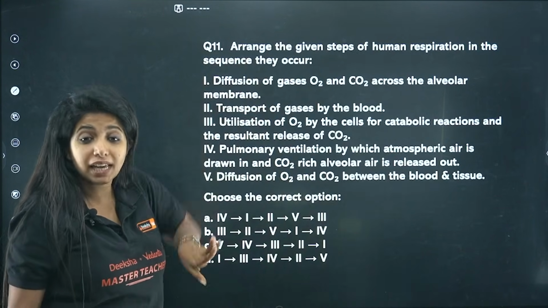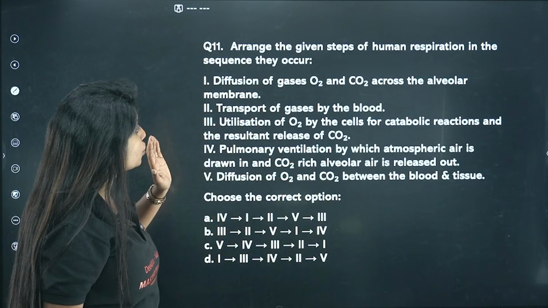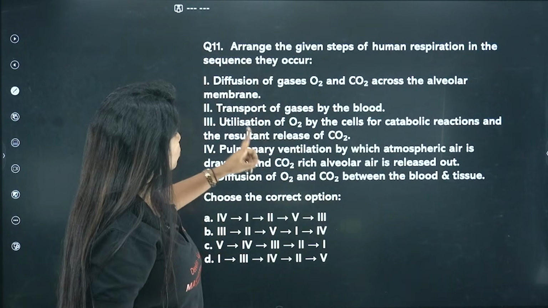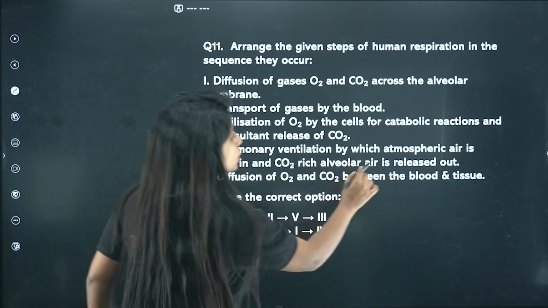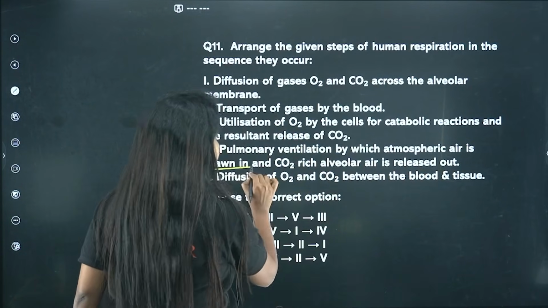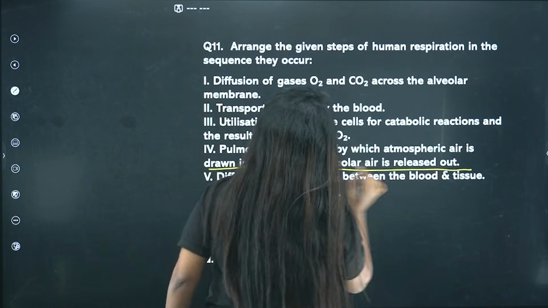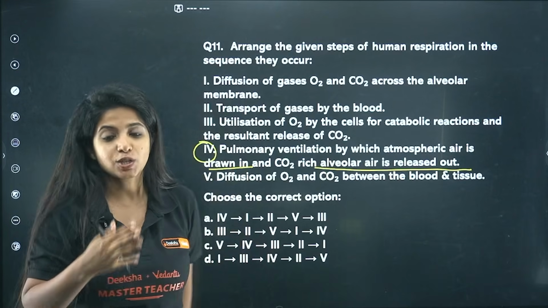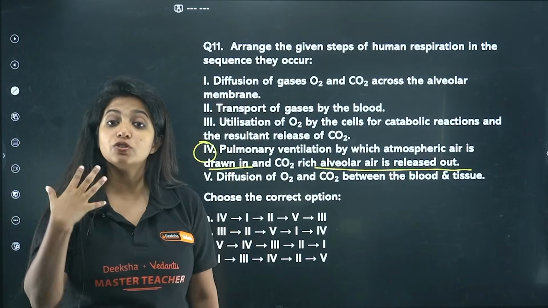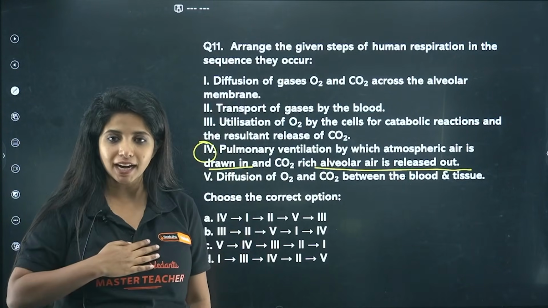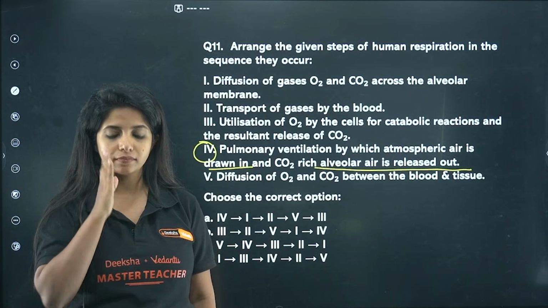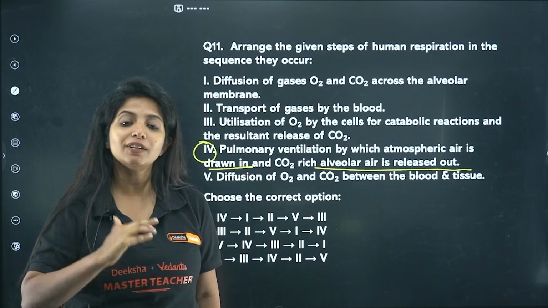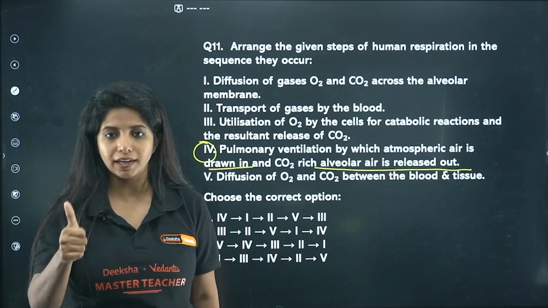Before that, we have to take in the breath. Is that point mentioned over here? Transport of gases by the blood, utilization of oxygen, pulmonary ventilation. Yes, pulmonary ventilation, by which atmospheric air is drawn in and CO2 rich alveolar air is released out. So atmospheric air which is rich in oxygen is being taken inside, and the CO2 rich alveolar air is going to be breathed out. Okay, correct. Now it's okay.